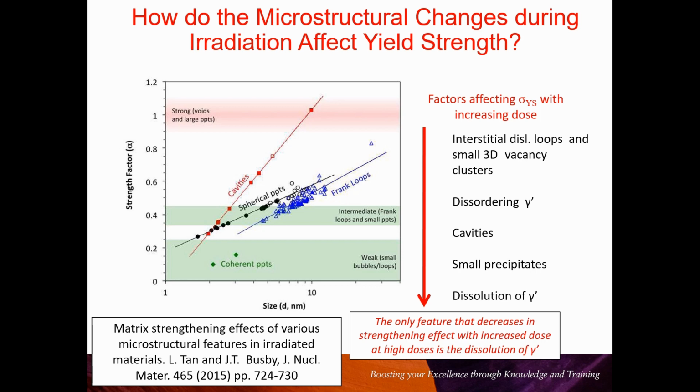Here's a piece of work by Tan and Busby where they've characterized the alpha parameter, the matrix strengthening factor. I should have put this on the slide, that this was the alpha parameter. I mentioned there was like a quality factor for the precipitates. Certain precipitates are much more resistant to the passage of dislocations than others. And they studied this in one particular example, and what they showed is that surprisingly cavities are quite strong barriers for dislocation slip. This is important.